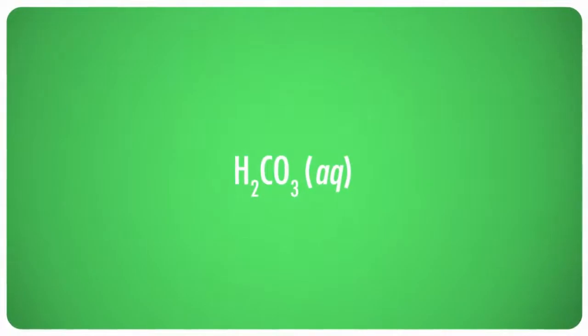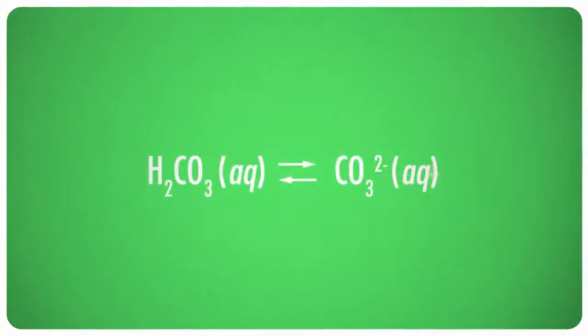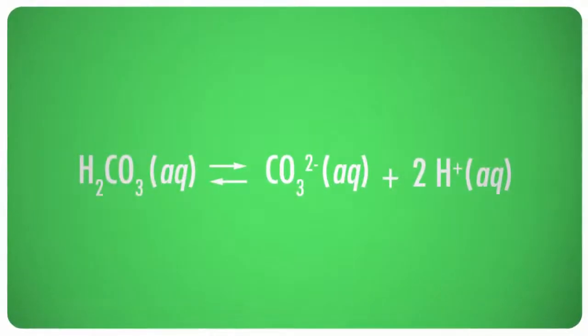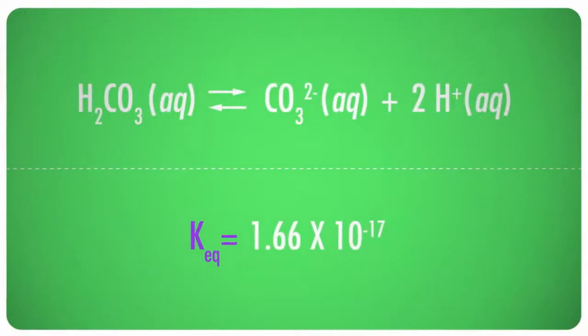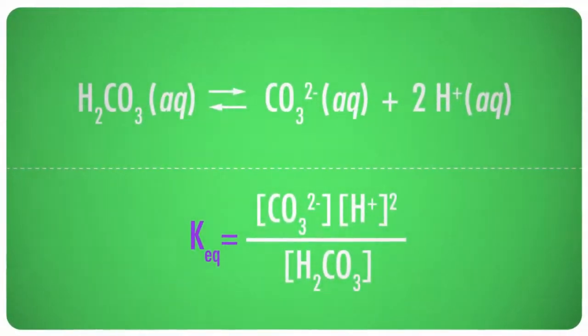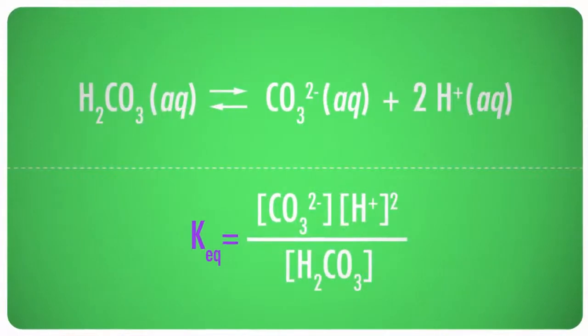Carbonic acid, for instance, which is basically just carbon dioxide dissolved in water, dissociates to form carbonate ions and hydrogen ions. You'll see this reaction again later when we talk in depth about carbon and the planet's carbon cycles. More importantly, right now, the reaction is perfectly reversible with an equilibrium constant of 1.66 times 10 to the negative 17th. For this reaction, KEQ equals the product of the molar concentration of the carbonate ion and the molar concentration of the hydrogen ion, which is squared because hydrogen's coefficient in the balanced equation is 2, all divided by the molar concentration of carbonic acid.